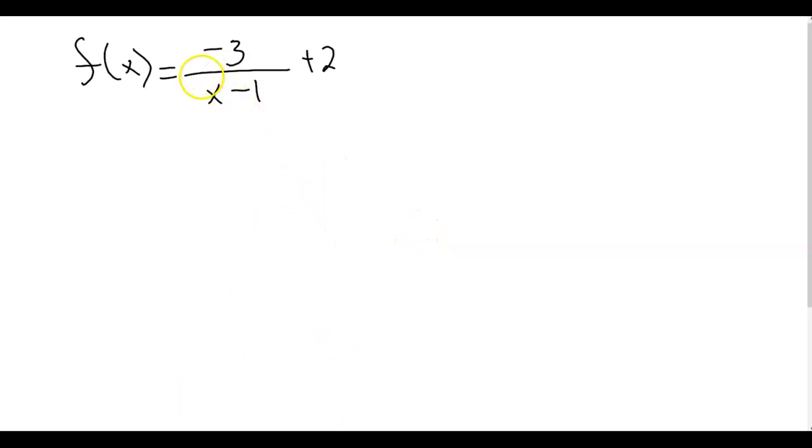Our fifth example here, we have negative 3. So that's our a. So a is equal to negative 3. H in this case is going to be equal to 1. And k is going to be equal to 2. So we have everything happening here on this one.